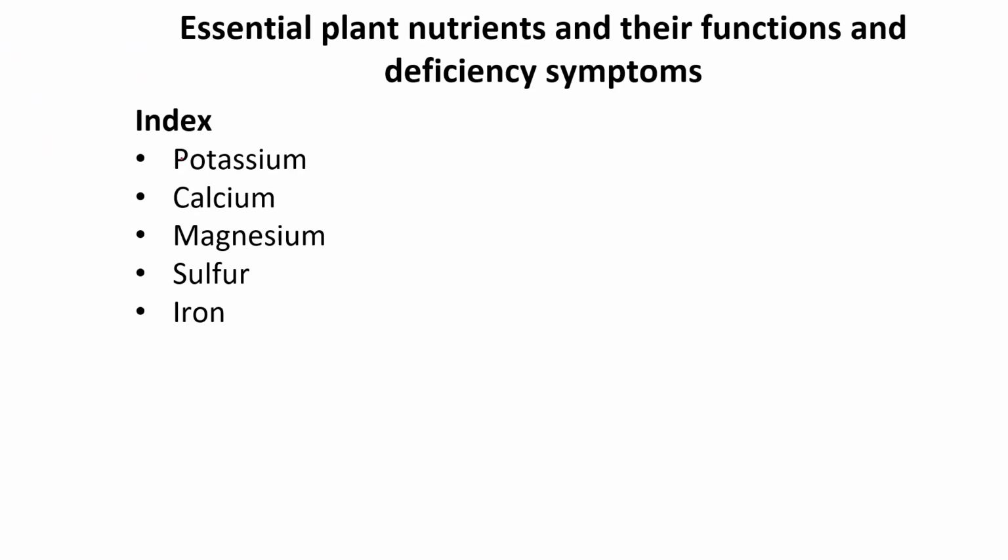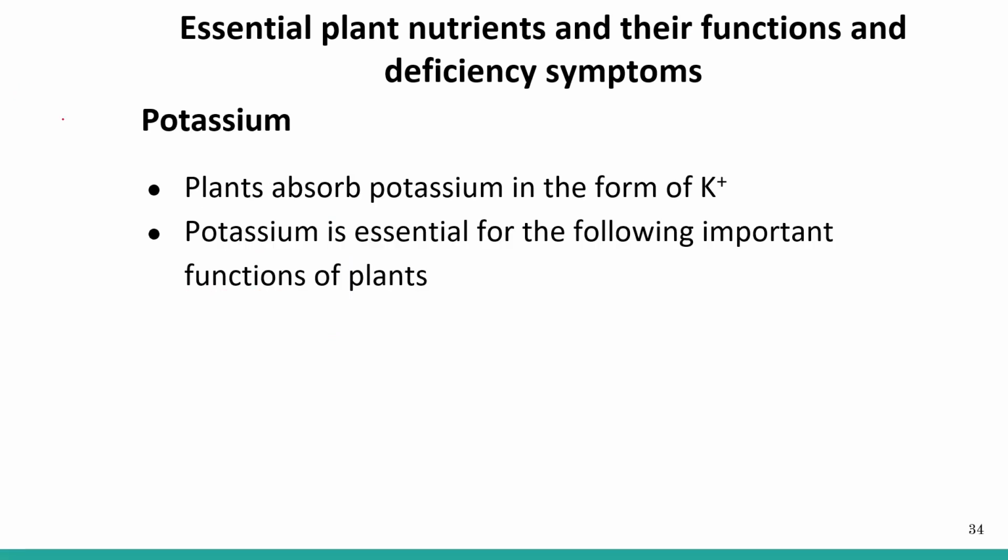So in this second part, we are going to discuss some of the other important nutrients: potassium, calcium, magnesium, sulphur and iron. In this session, we are going to cover these important nutrients, their functions and deficiency symptoms. First of all, potassium. Plants absorb potassium in the form of potassium ion, and potassium is essential for the following important functions of the plant.